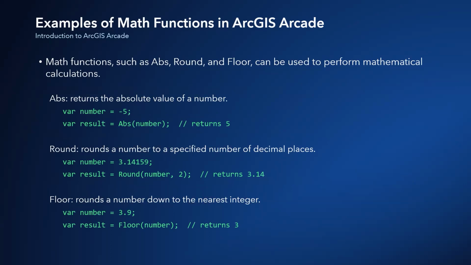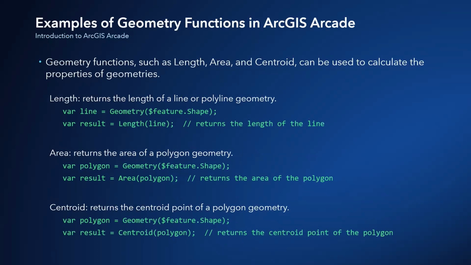And we have a floor, which is going to round a number down to the nearest integer. And we can see this is going to return 3, even though it's a .9. And then we have a couple of geometry functions we can look at now.